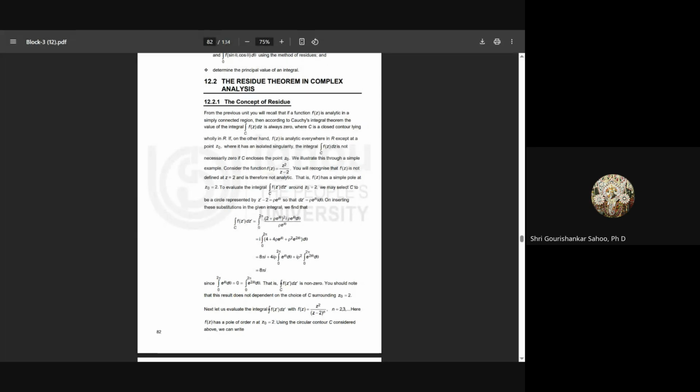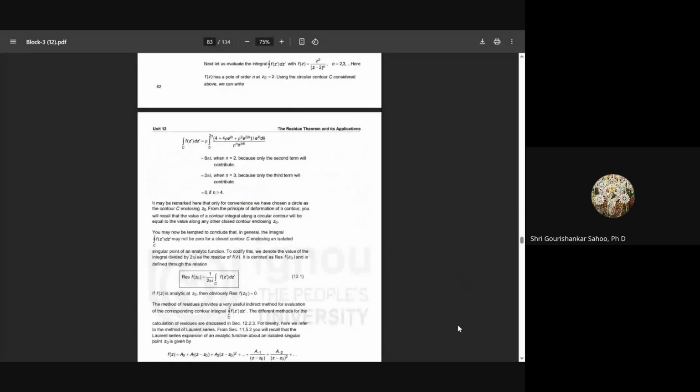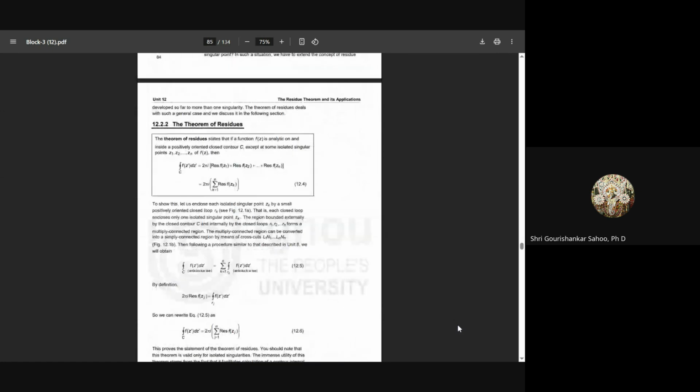we may select C to be a circle representing z' minus 2 is equal to rho e to the power i theta. So your dz' is rho e to the power i theta i d theta, and you can find integration over C of f(z') dz' is equal to integration from 0 to 2 pi of (2 plus rho e to the power i theta) square i rho e to the power i theta d theta by rho e to the power i theta, that is equal to 4 pi i. So you can see the residue f of z0 is equal to 1 by 2 pi i integration over C of f(z') dz'. Okay, so this is the residue theorem.